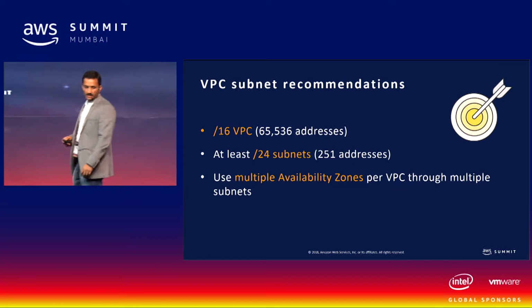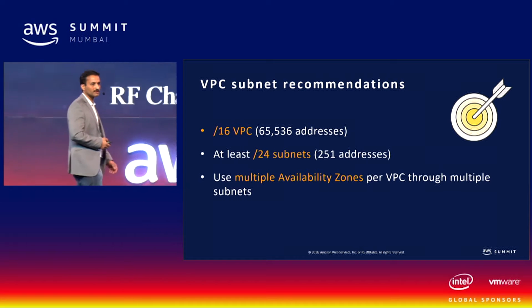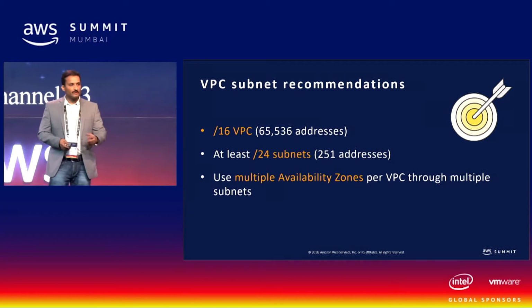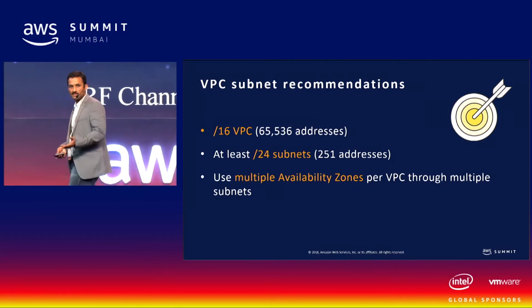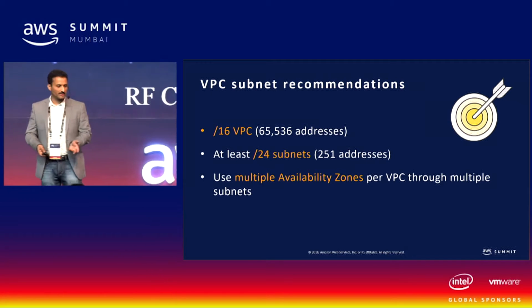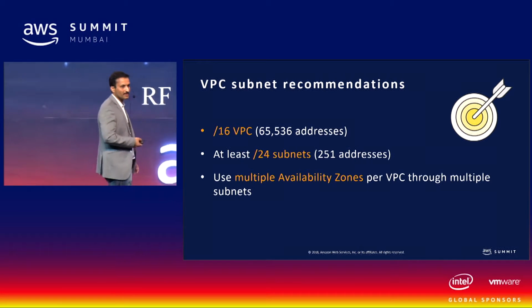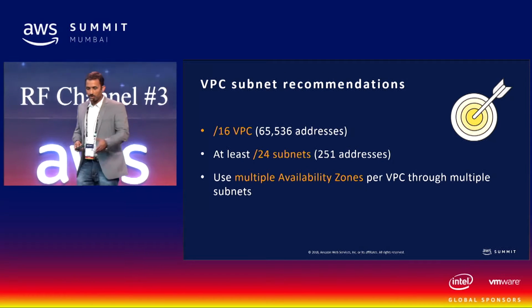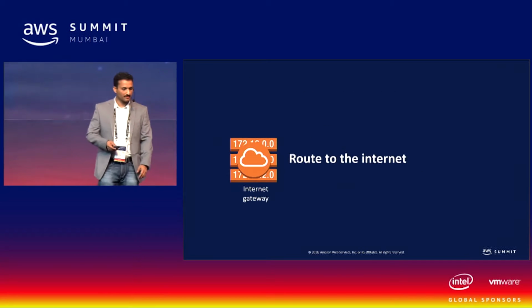So once again, the recommendation is /16, which will give you around 65,500 IP addresses in a VPC. Within the VPC, use subnets spread across multiple availability zones, and we say you start with a /24, right, which will give you around 251 usable IP addresses, because we reserve a few IP addresses there. And when you use subnets, you should spread across multiple availability zones, right?